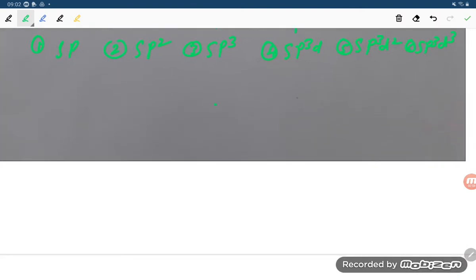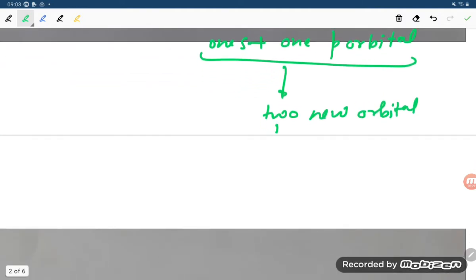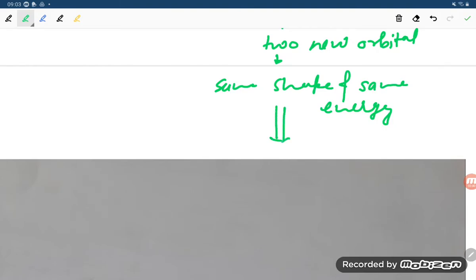Now the very first one is sp hybridization. sp means one s orbital plus one p orbital. These two undergo hybridization and form two new orbitals having the same shape and the same energy. After forming, the two orbitals arrange to have the maximum bond angle. So the sp hybrid orbitals are like this, and the bond angle is 180 degrees.